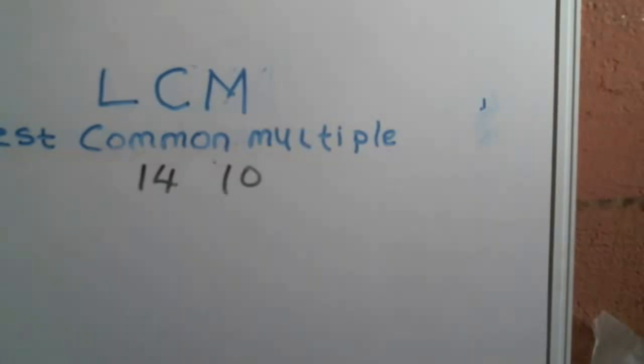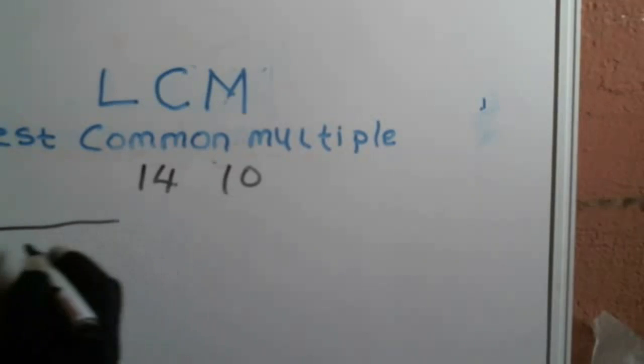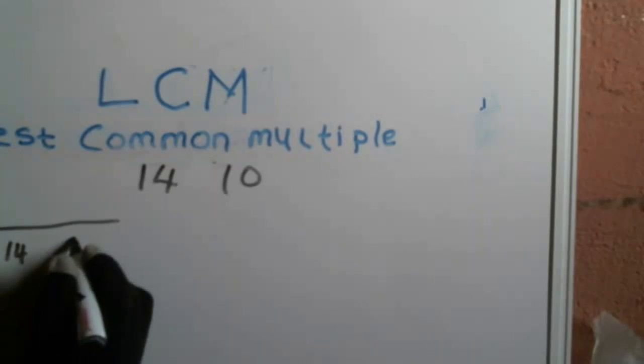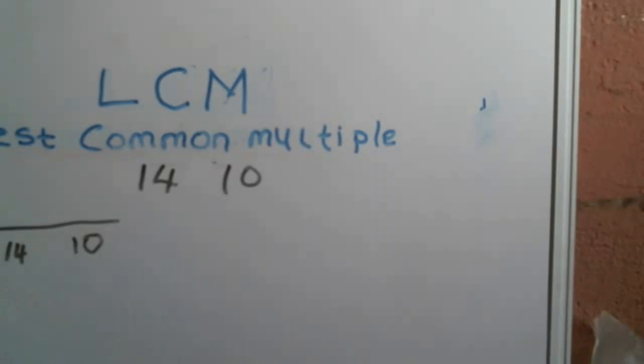Hello there. We want to find the LCM of 14 and 10. Let's go. You slot the 14 here, you slot the 10 there. So what is the small number that can divide either of these two without a remainder? That is 2.